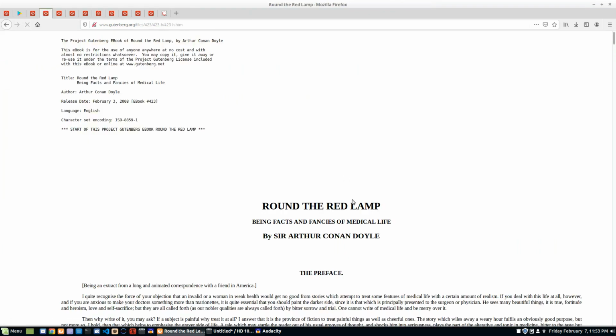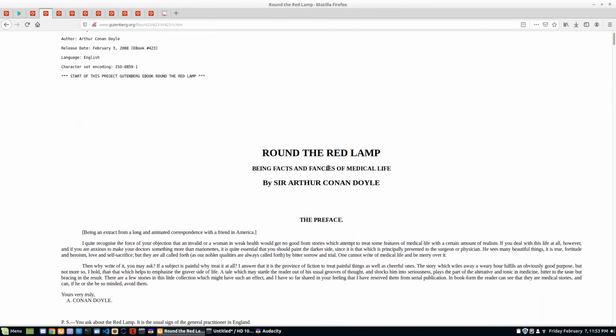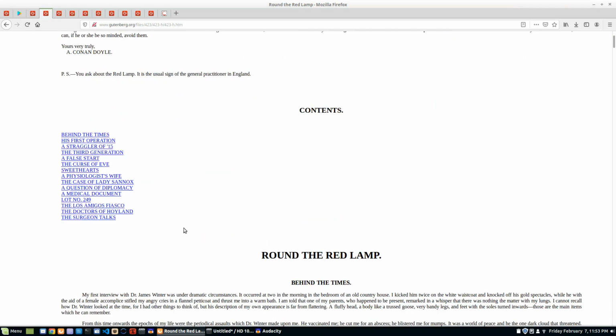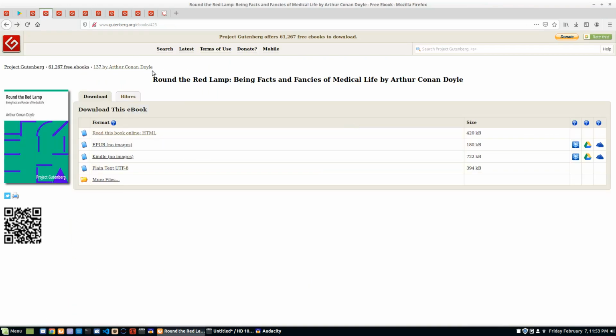There's a mix here of fanciful stories and realistic stories based on his own experience as a doctor. So I definitely recommend this. It's just very interesting to read. Yes, one of my favorite stories, in fact, is this one called Lot Number 249. And that one's a spooky story, so definitely read that one, if not all of these. Yeah, so Sir Arthur Conan Doyle, lots to explore there.